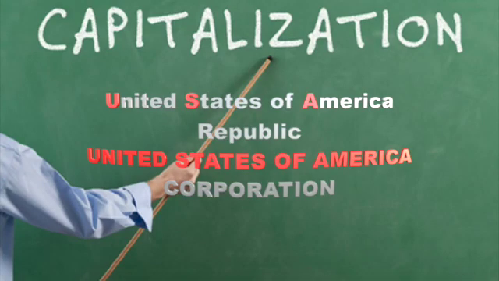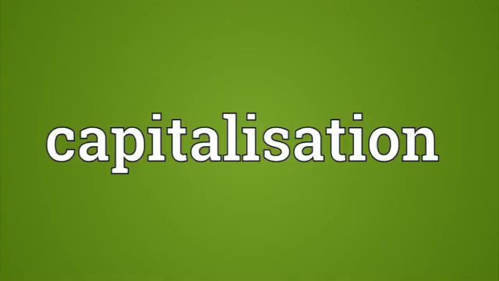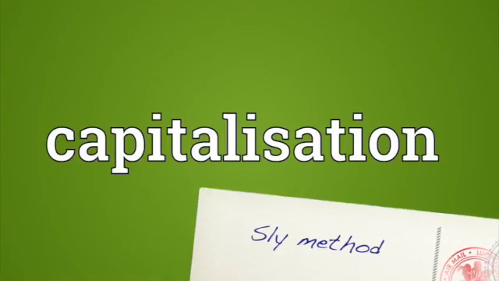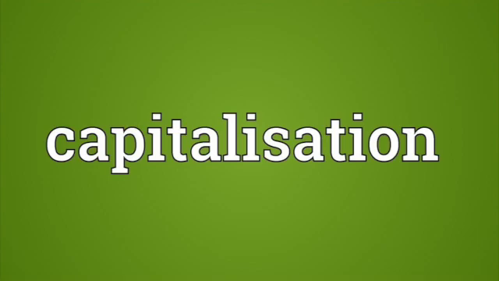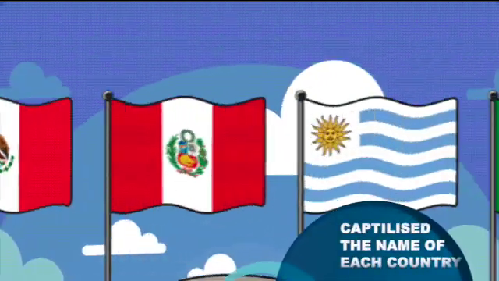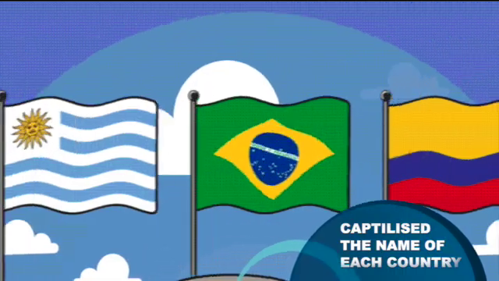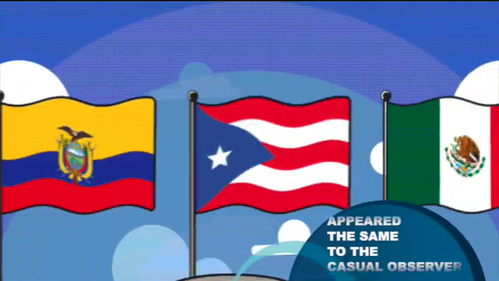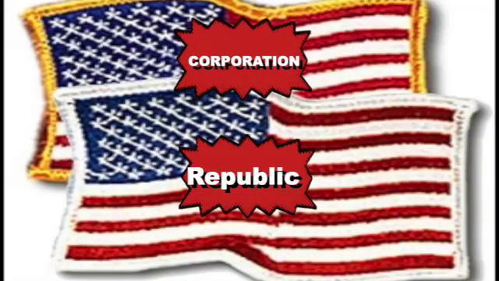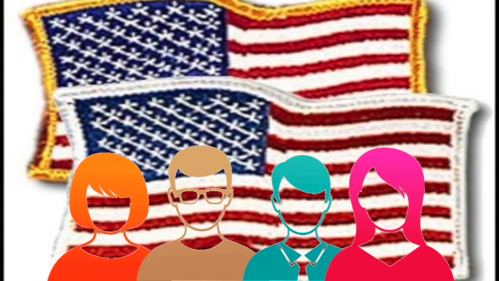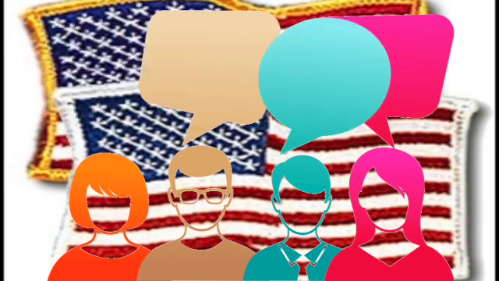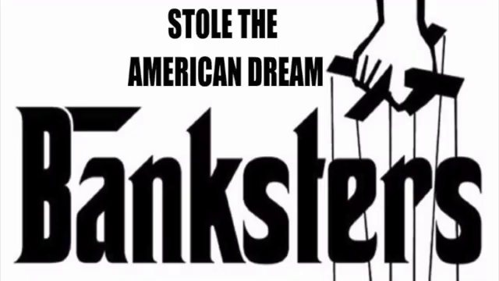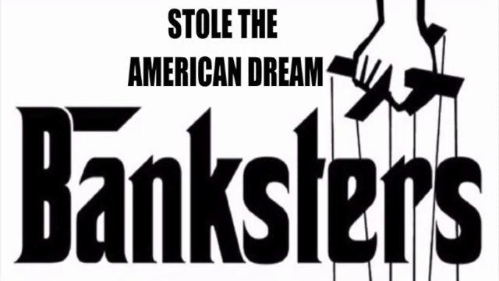Guys, the subtle but devious difference between the republic and the corporation was achieved by using a very, very sly method, as you'd expect from the cabal. All the cabal did was capitalize the name of each country so that it appeared the same to the casual observer. To a casual observer, it looked the same, but in reality, everything changed. The country went from belonging to the people to now belonging to the criminal cabal banksters, or bank gangsters, as I call them.